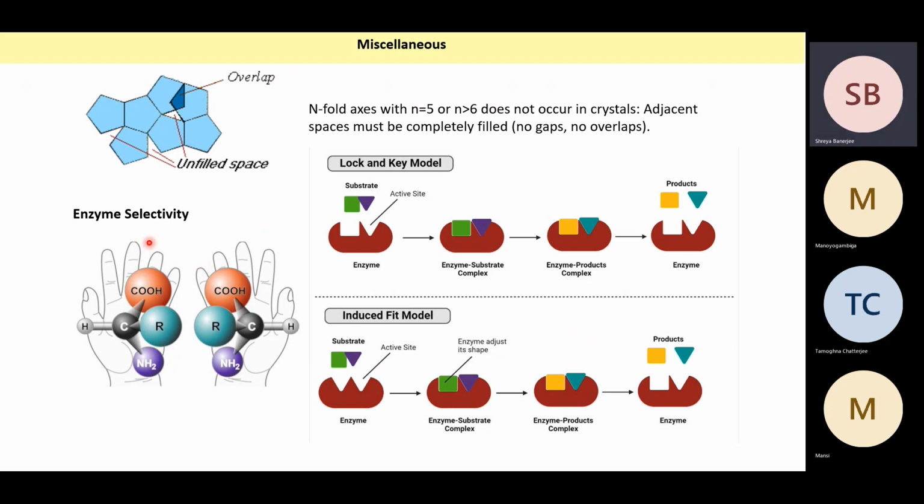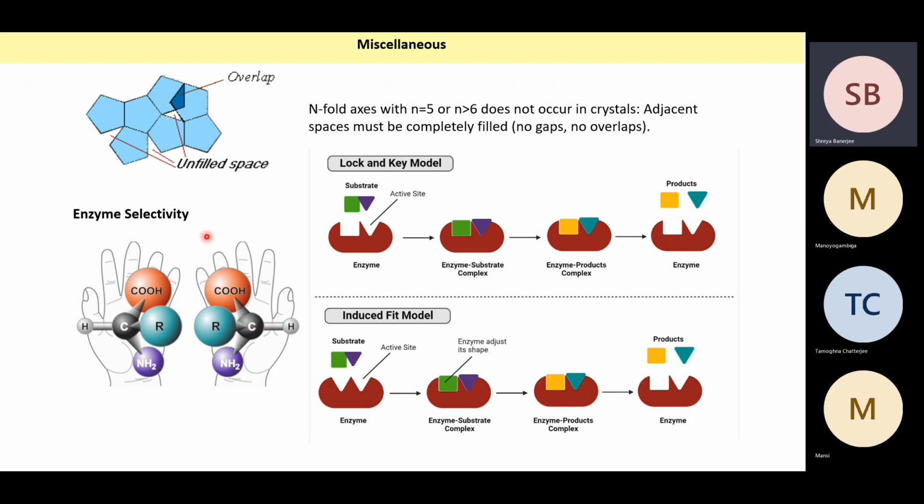Second is enzyme selectivity. So we talked about the chirality of molecules, and we talked that if we have 4 different groups on a carbon forming a tetrahedron like this, then it is a chiral molecule, meaning that the reflection of this will give a molecule with a different configuration.